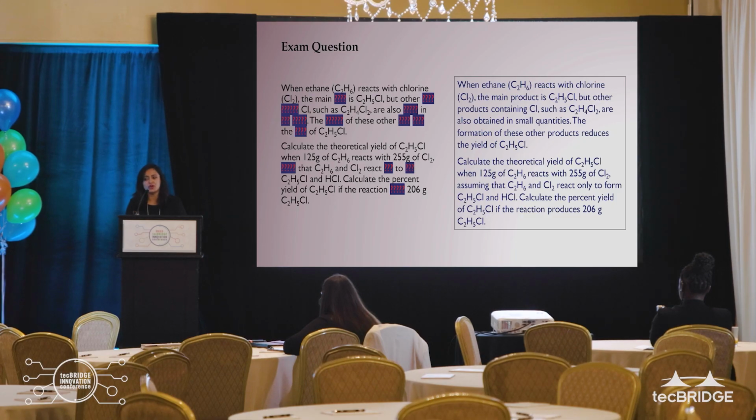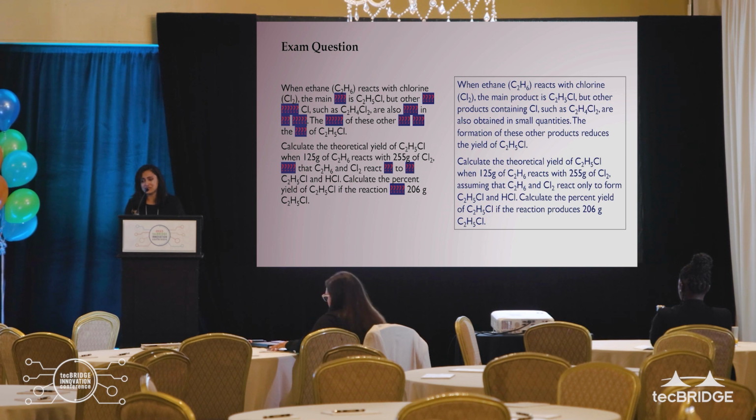So I'm going to just jump right in, and I'm going to show you a sample exam question. I took this from an old exam in general chemistry, and this is one of the questions that students actually do get to see. I'm talking about freshman level. And so this is something they get to see.